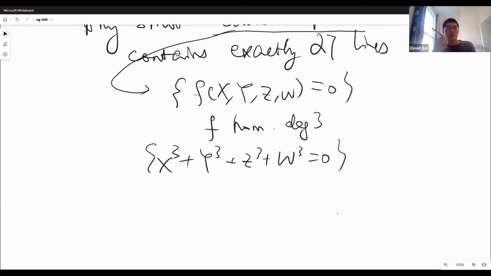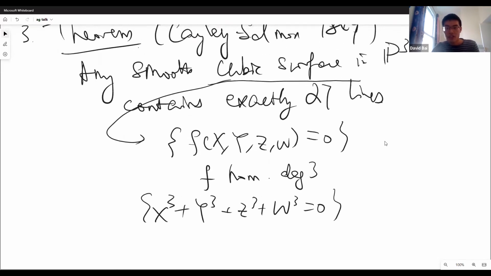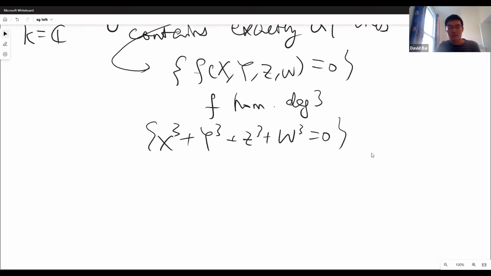And if you have time, you can try. It's not actually very hard to find all the lines on this surface. And yeah, there are exactly 27 of them as predicted by the theorem. I should also say that here I'm taking my k to be the complex numbers. Did I say that already? But anyways, this is algebraically closed, so I don't have to worry about things like, oh, maybe this doesn't even have any points at all. It has to have a point because of the fundamental theorem of algebra.